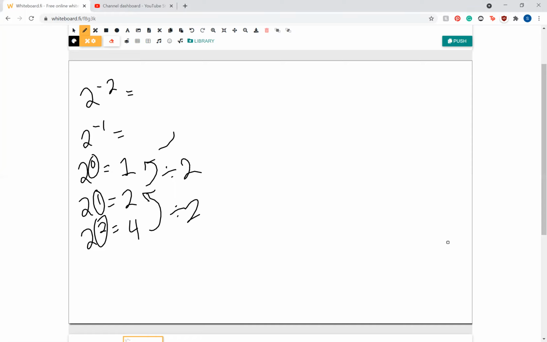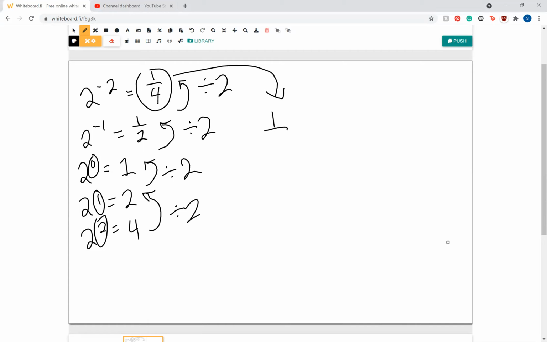But what happens if we keep that pattern going here and we get into the negative numbers? So if we divide 1 by 2, we get 1/2. And then if we do that one more time, same thing, we divide by the base, divide by 2. 1/2 divided by 2 is 1/4. And just to expand on this a little bit more, remember that dividing by 2 is the same as multiplying by 1/2, so 1/2 times 1/2 is equal to 1/4.